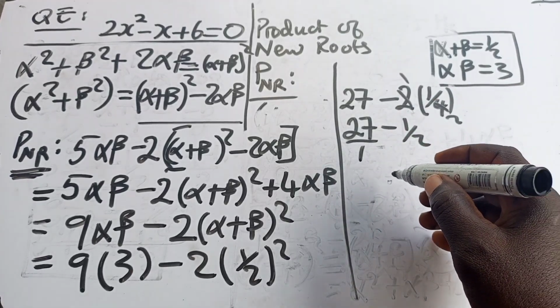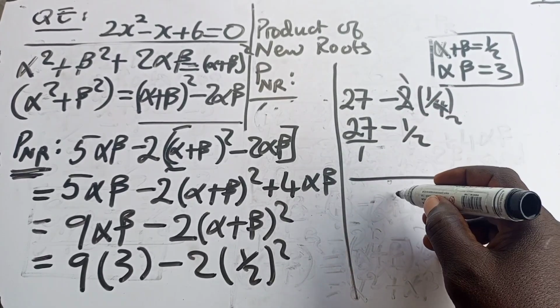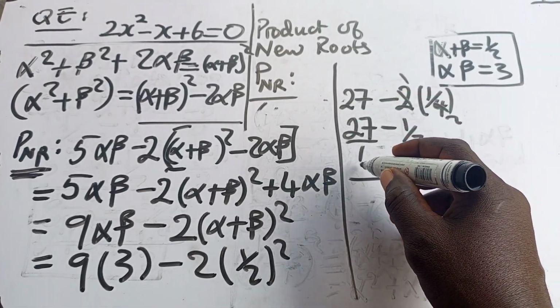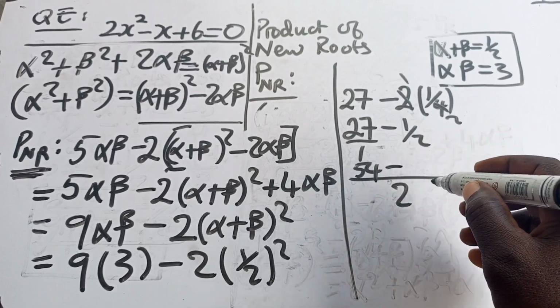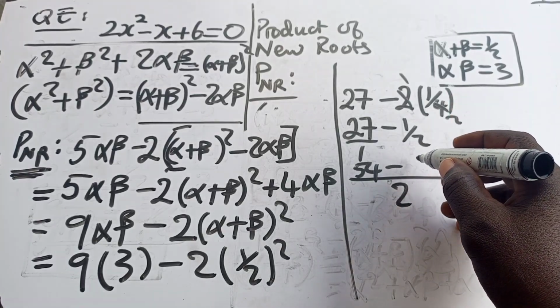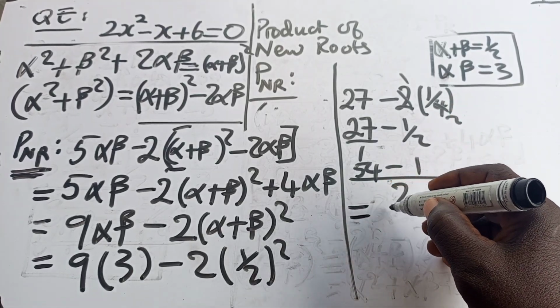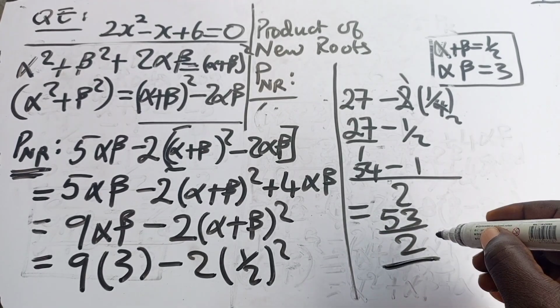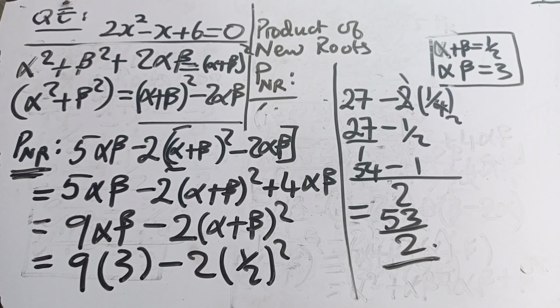This can also be written as a fraction, and then we'll carry out the subtraction. LCM is 2. 2 divided by 1 is 2 multiplied by 27 is 54. All right, 2 divided by 2 is 1 multiplied to 1 is 1. So this gives us 53 all over 2. All right, so this is the product of the new root. The product of new root gives us 53 all over 2. All right, so we're about concluding our work.